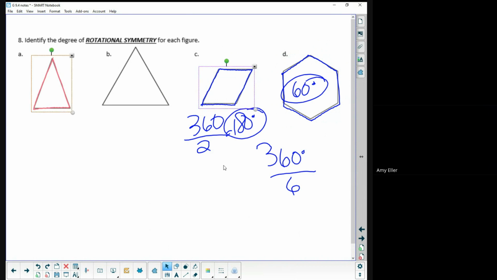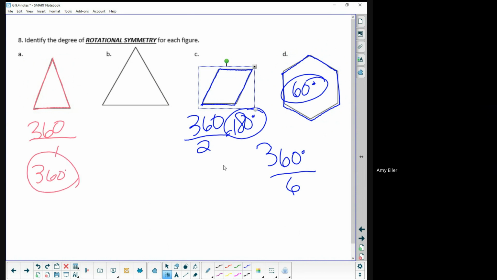What do you guys have for A? What do you think? It really doesn't. So you can do 360, just the one time it overlaps itself, which is just 360. Some call this no rotational symmetry. You could say 360, I'll take that. Or you could say it doesn't have rotational symmetry. There's no other degrees to which it rotates on top of itself.